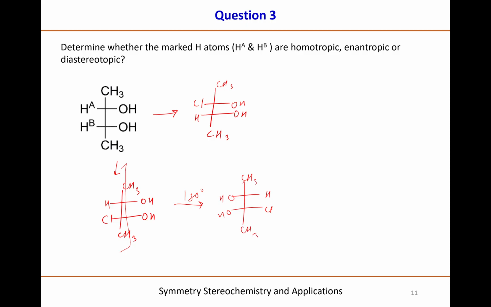Correct? This one. But can you imagine the molecule I will rotate on the plane of the paper? Plane of paper means just look at this molecule from the opposite side. Or we can say just rotate it this way, 180 degrees on the plane of paper. So you will get this molecule, right?